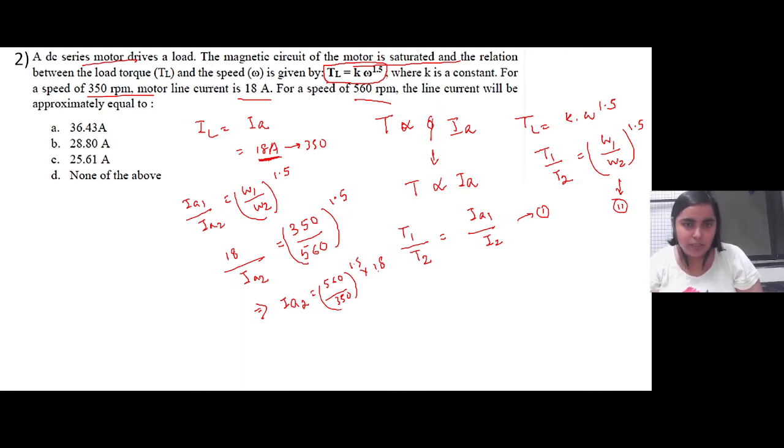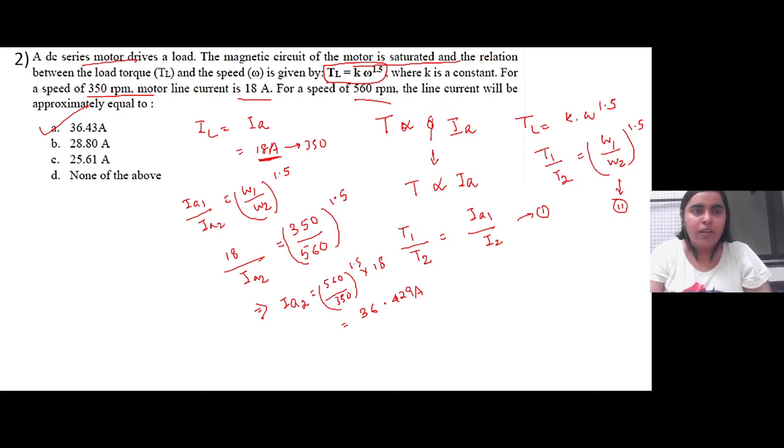This comes out to be 36.429 amperes, which corresponds to option A, 36.43 ampere, right? Everyone got this? If yes, then we can move to the next question. No questions, right?